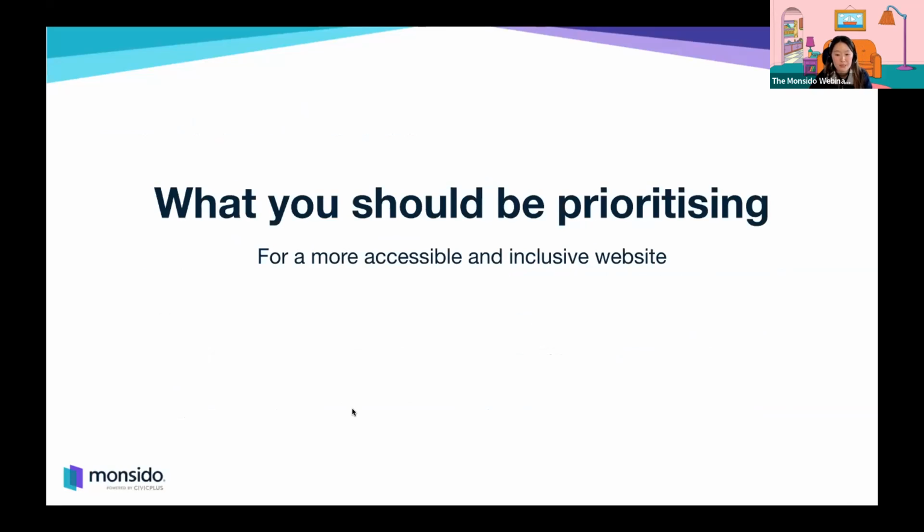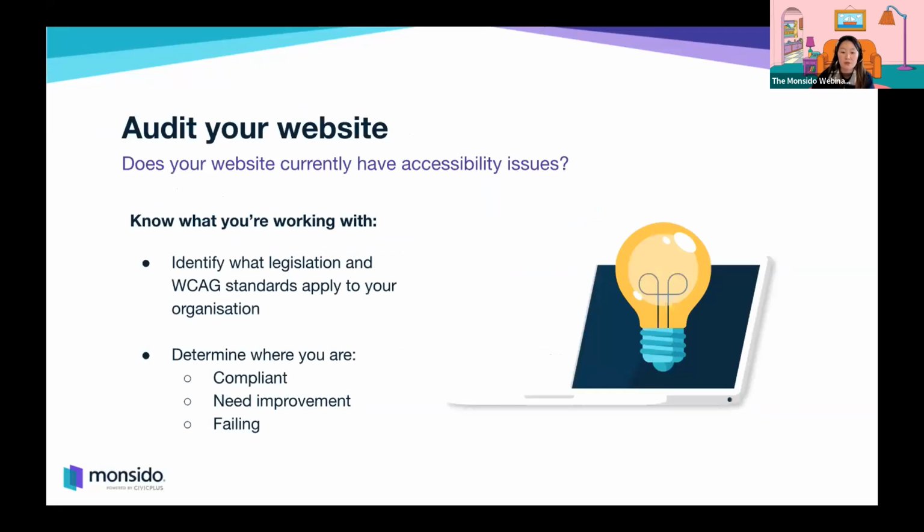What you should be prioritizing going into 2023 is, first of all, audit your website regularly. And by regularly, I don't mean once a year or twice a year. It means we should be doing that way more regularly and more proactively. Every website has accessibility issues. There's not one that wouldn't have any issues. It's a continuous project.